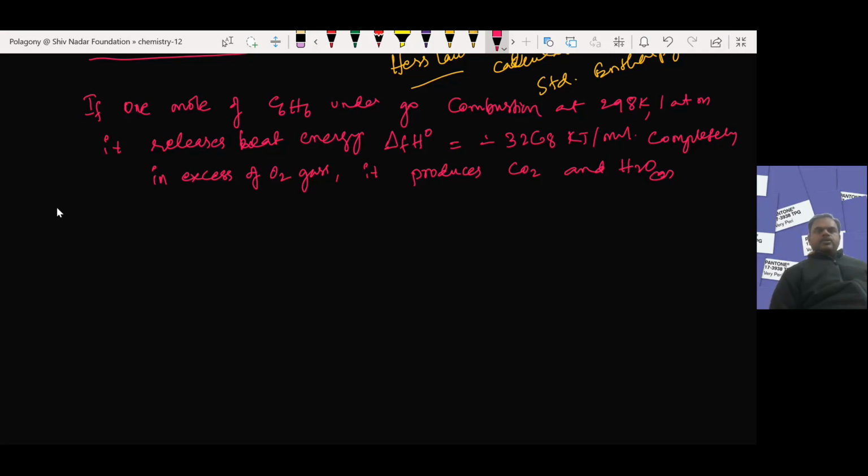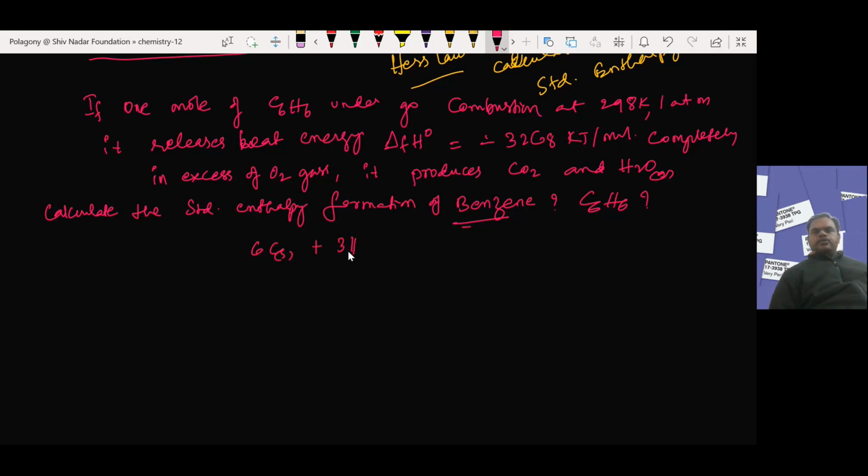So from this data, what we have to do is calculate the standard enthalpy of formation of benzene. This is the question mark. The question is 6C solid and 3H2 gas form C6H6. The standard enthalpy of formation of benzene is to be found out. So how to find this?